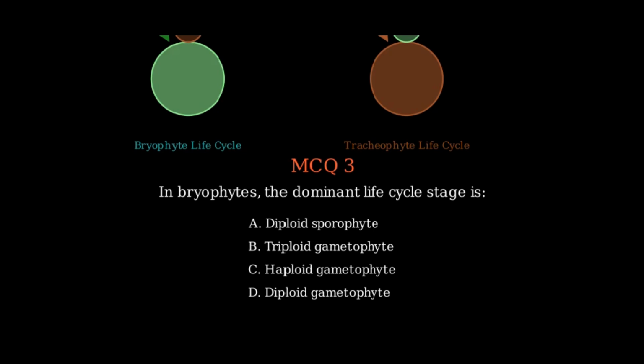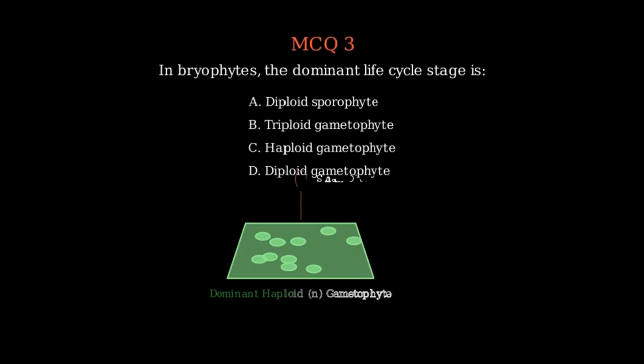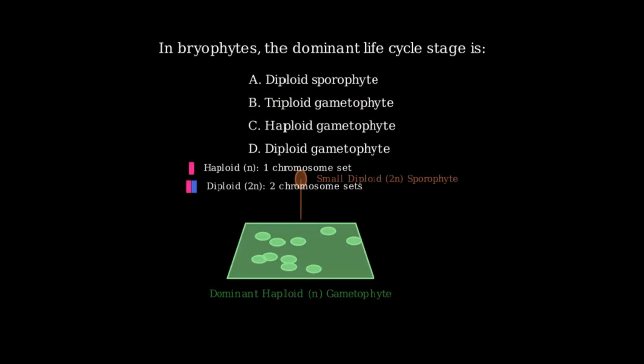In Bryophytes, the dominant life cycle stage is: option A, diploid sporophyte; option B, triploid gametophyte; option C, haploid gametophyte; option D, diploid gametophyte. Let's break down each option. Option A suggests the diploid sporophyte is dominant in Bryophytes. This is incorrect. As we just learned, the sporophyte is reduced in Bryophytes and dependent on the gametophyte. The sporophyte is typically just a stalk with a capsule for spore production.